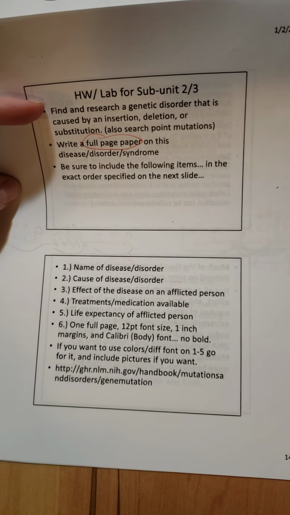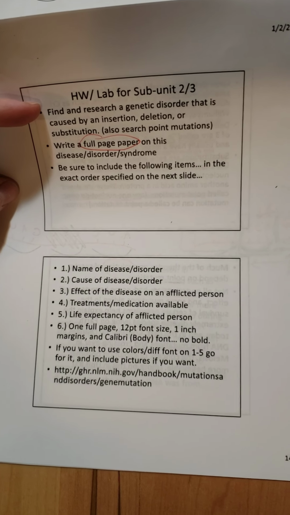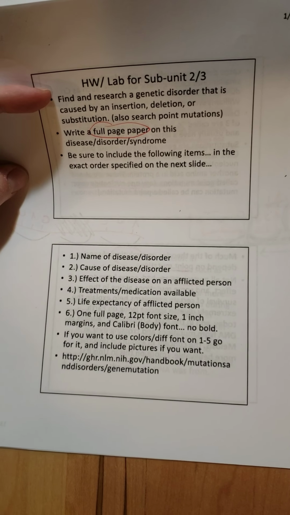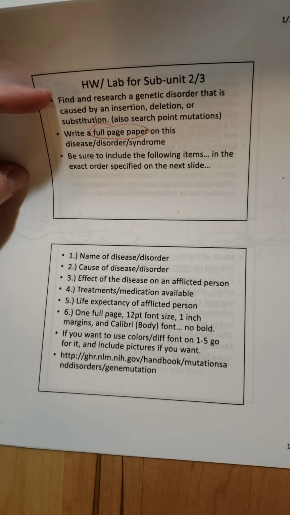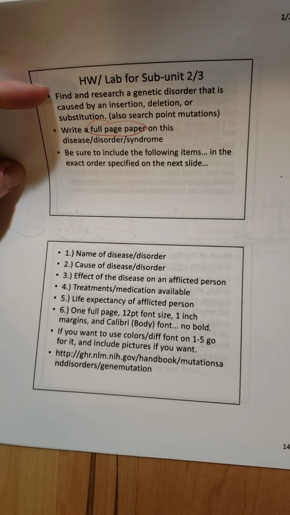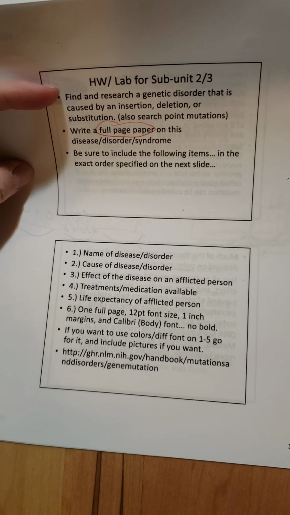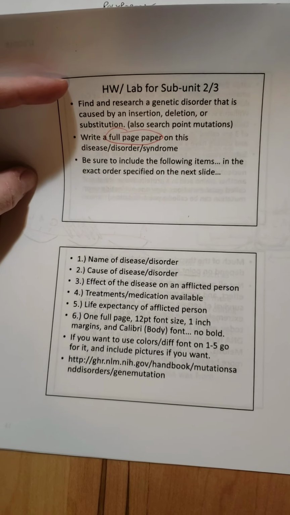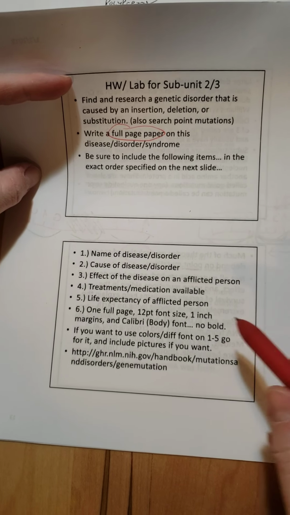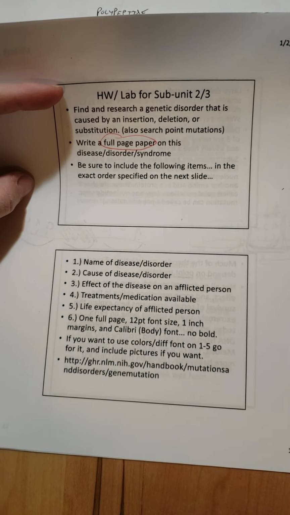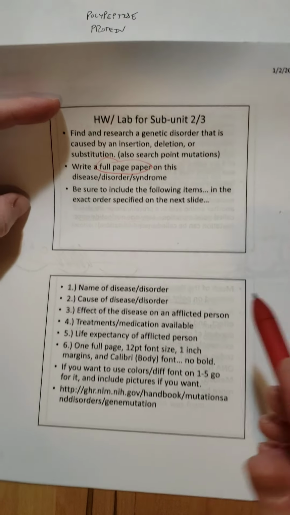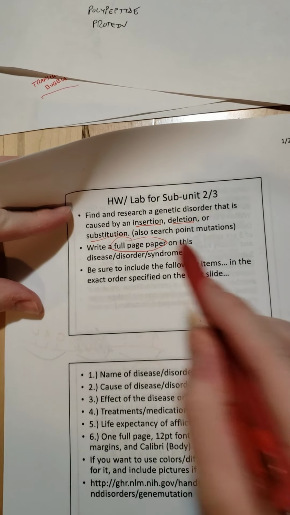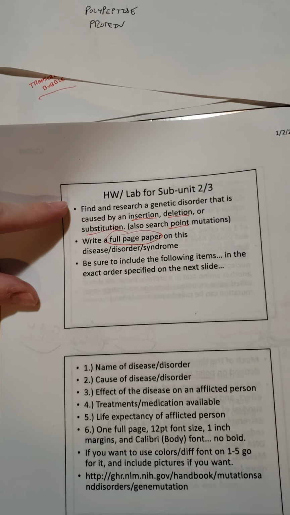Avoid things like some cancers, autism, ADHD, Alzheimer's. Some of those things can have a genetic link, but it's not going to be a specific genetic disease where you're going to be able to find things that say exactly what causes it. So try to pick something that, again, you can find somewhere in your research that it calls it an insertion, deletion, or substitution, or a point mutation.